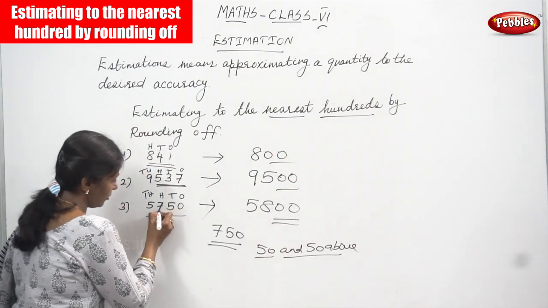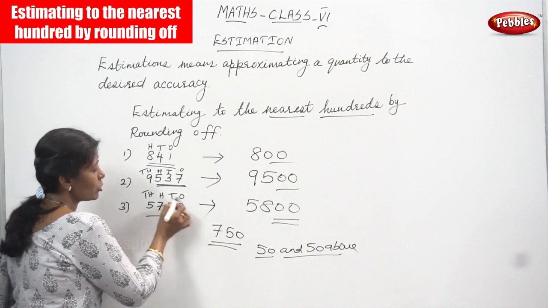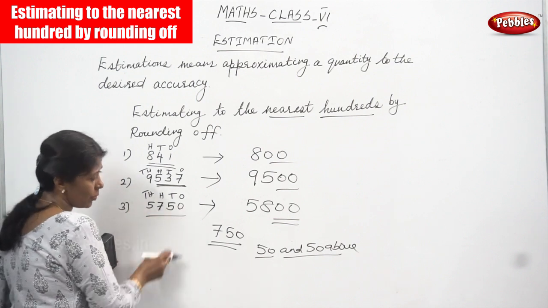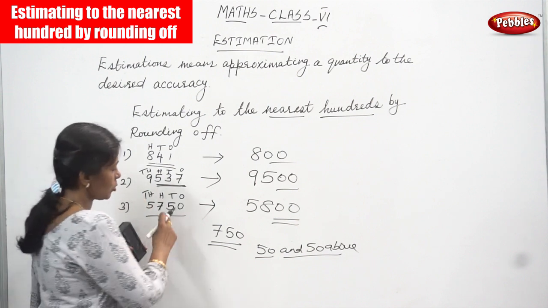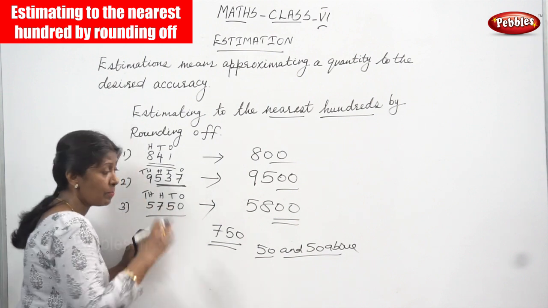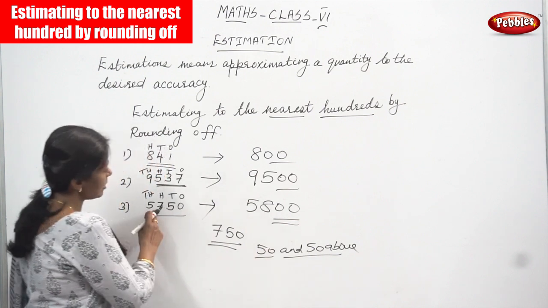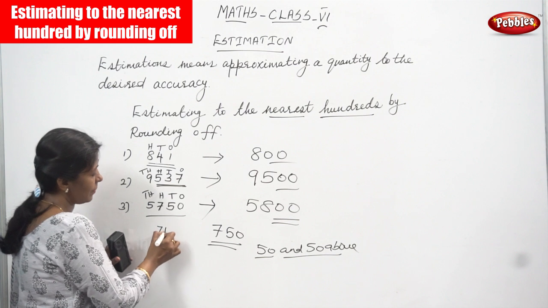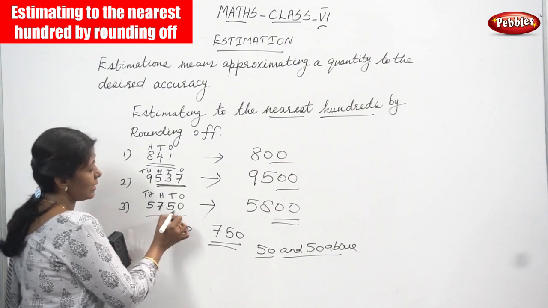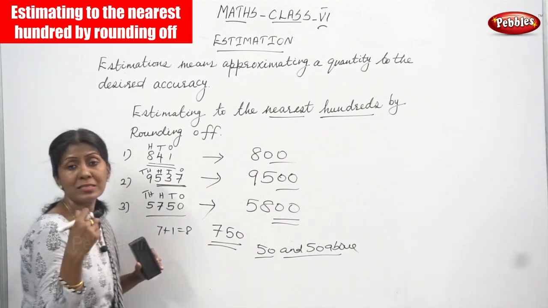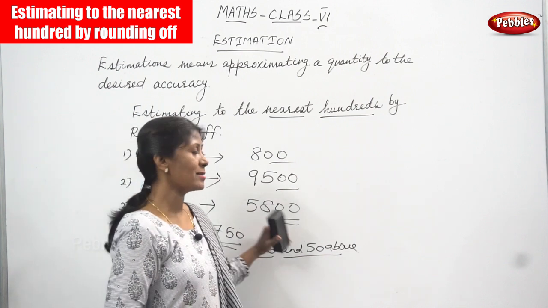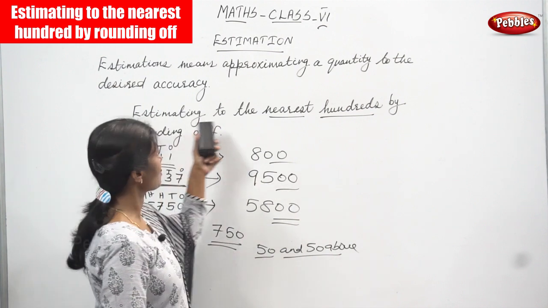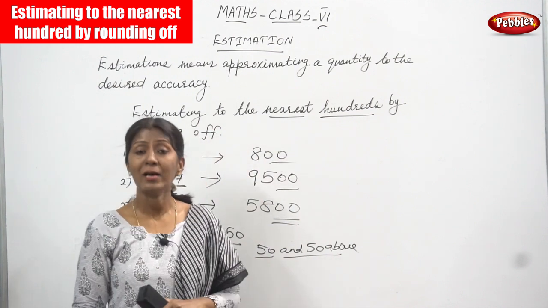This is 750. At the same time, you have to change it to the nearest 100. Even though you want to change to the nearest 100, you have to consider the tens and ones. So tens and ones, what is the number? 50. So 50 and above means in the hundreds place you have to add 1. So 7 plus 1 becomes 8. After that, in the tens and ones place, you have to put zeros, that means double 0. So the answer is 5,800. I think you understand estimating to the nearest 100 by rounding off very clearly.